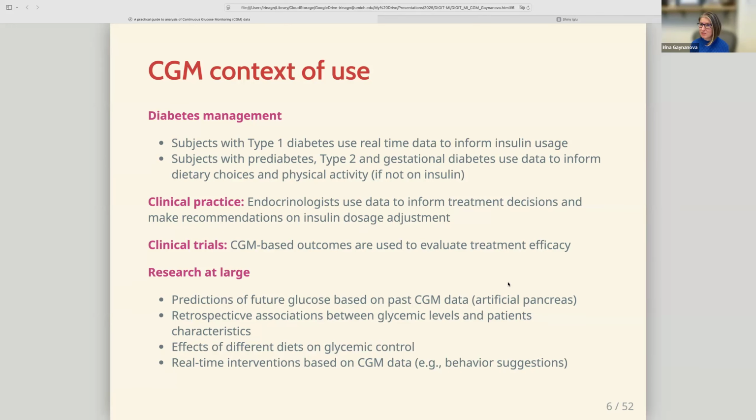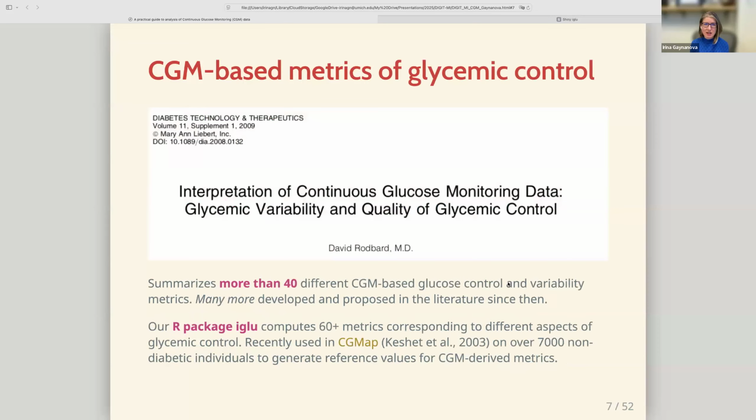And of course, we can think of real-time interventions as well, where if we have a mobile app that has CGM data, then maybe we want to provide some suggestions. If the glucose rises, maybe you should go for a walk or take insulin, depending on the person. So these are just some examples, again, not an exhaustive list.